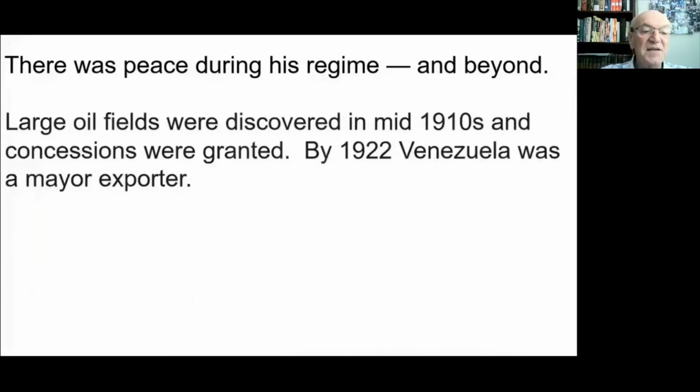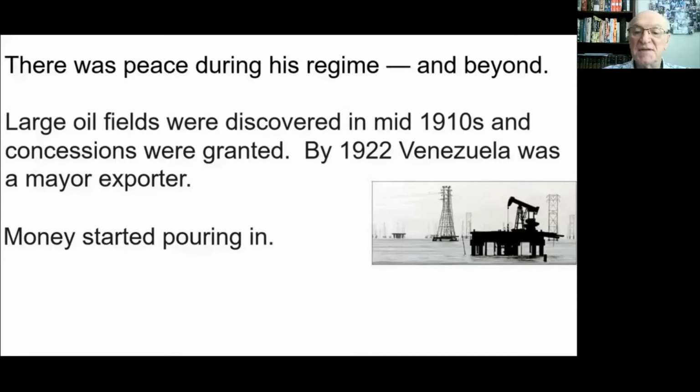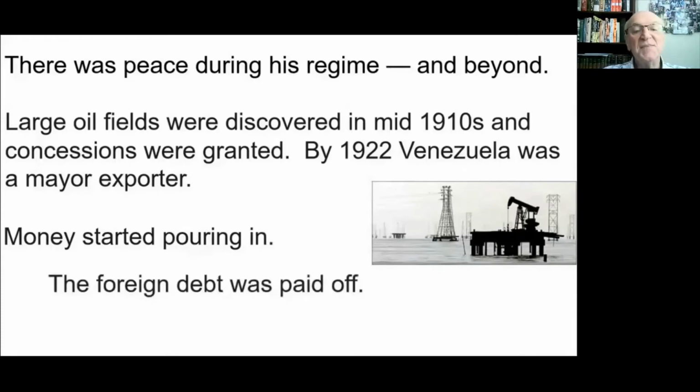At that time, large oil fields were discovered, in the 1910s, and concessions to mainly American companies were granted. By 1922, Venezuela was a major exporter, and so money started pouring in. What did they do with it? Well, the foreign debt was paid off. Some infrastructure was built, roads and bridges and hospitals and so on.